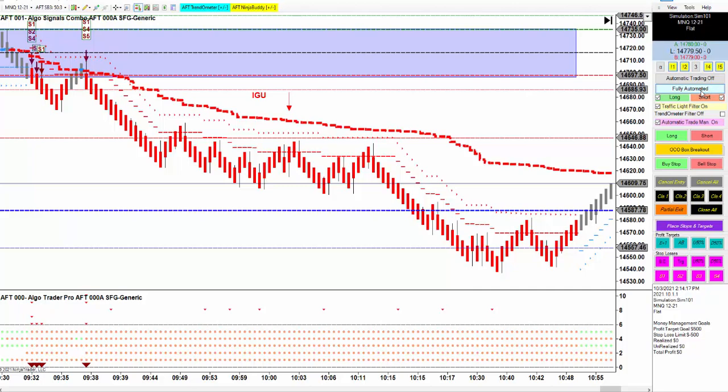It's programmed to take a 3 micro lot set of contracts, take off 2 contracts at a target, and then trail the balance with the trailing stop.